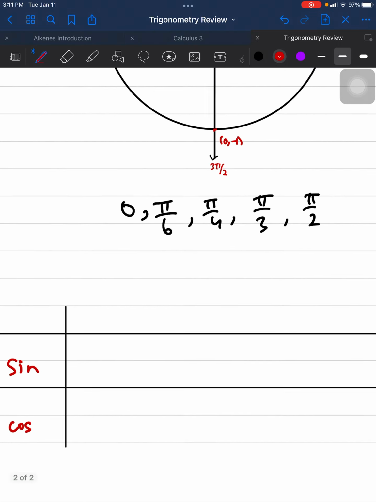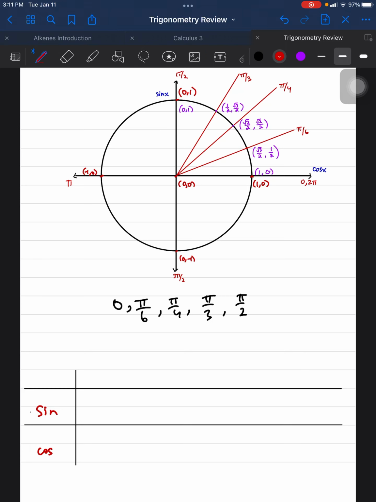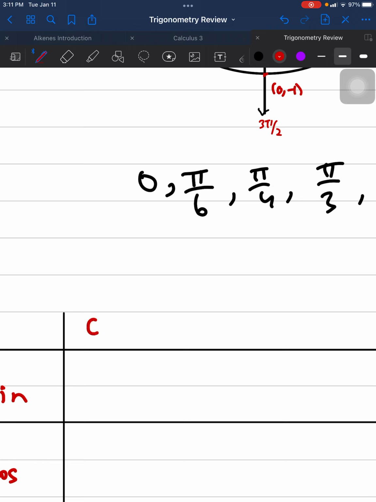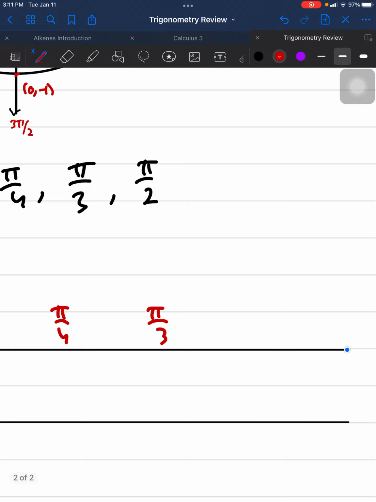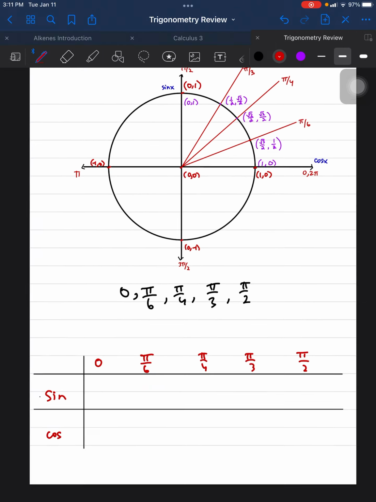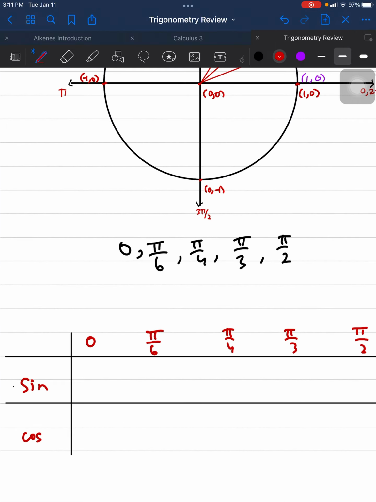So sine, cosine. First I'm just gonna start with sine and cosine, and then I'm gonna move on to tangent, secant, and all that kind of stuff. Starting off, the first value we have is 0, then pi over 6, then pi over 4, then pi over 3, and then pi over 2.